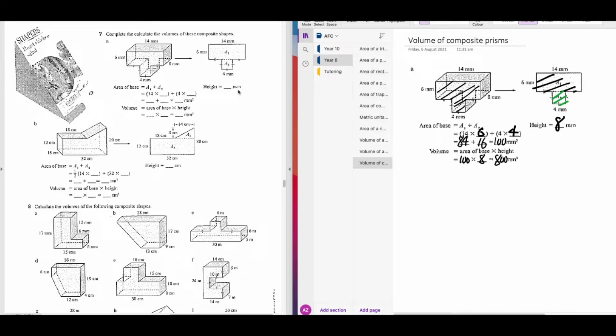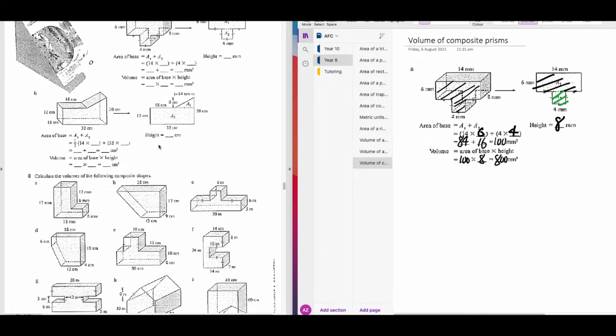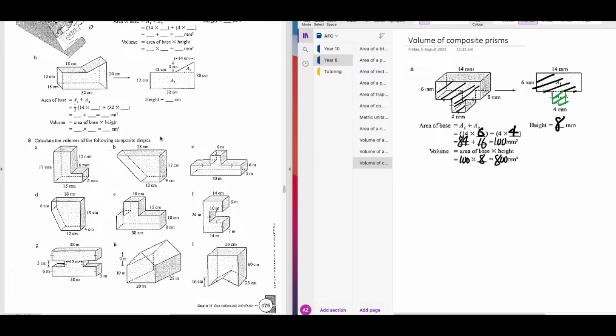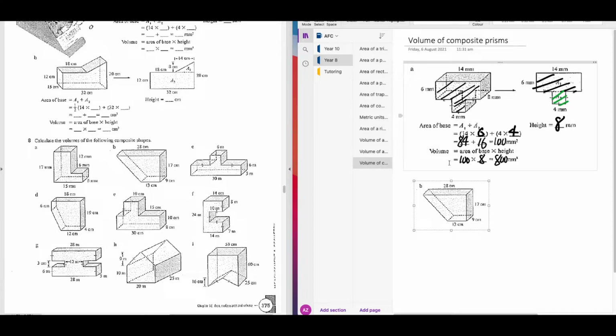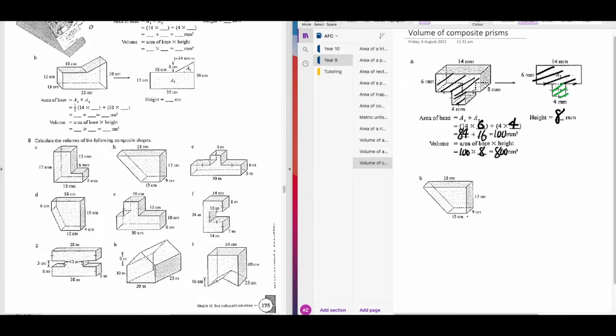In question 7, they break it down for you so that you're able to figure out how to do it. In question 8, they will want you to use this kind of method. I'm just going to pick an example, say question B. Remember, to find the volume of these composite shapes, well, this is not exactly a composite shape because it's a trapezium, but we can treat it as one.